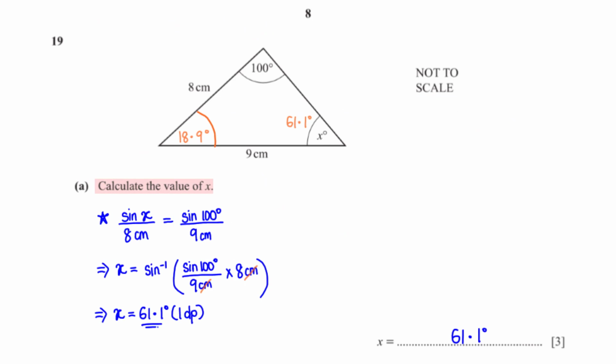Calculate the value of x. To get the value of x, we apply the sine rule. This gives us sine x divided by 8 centimeters equals sine 100 degrees divided by 9 centimeters. When we make x the subject of the equation, this is what we get. When we type this into the calculator, we get x equals 61.1 degrees, rounded to one decimal place.